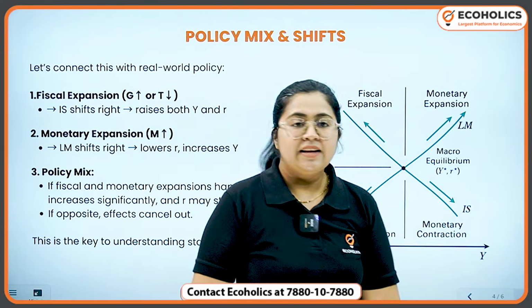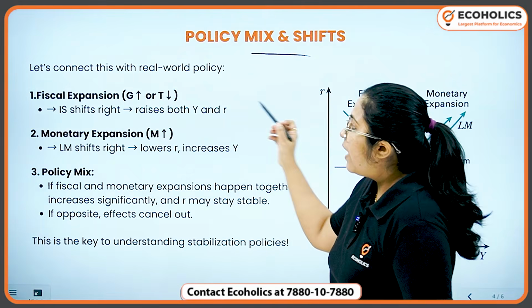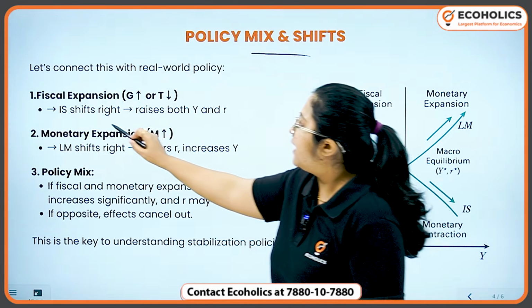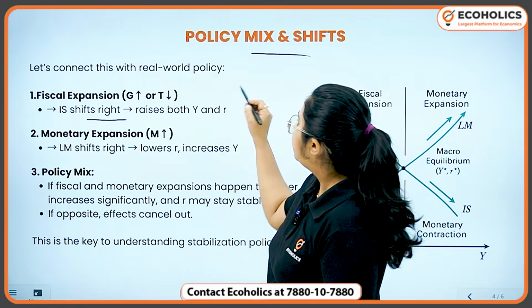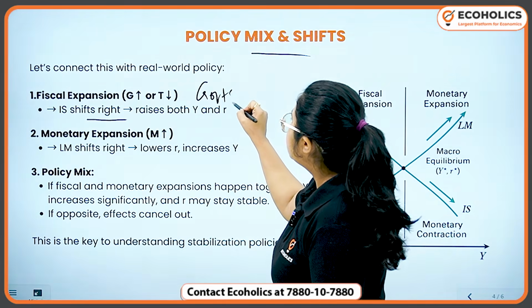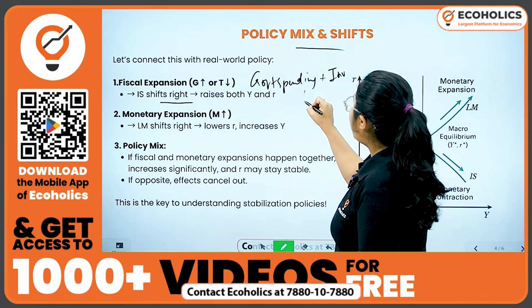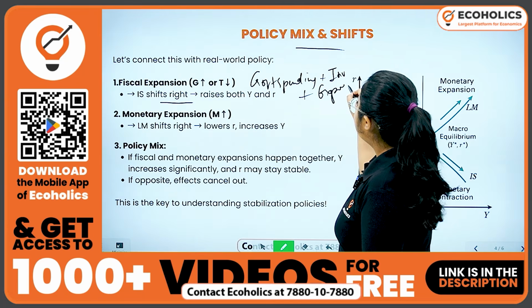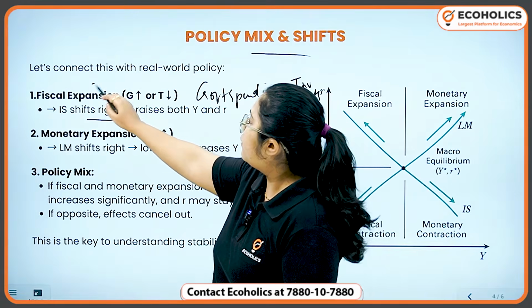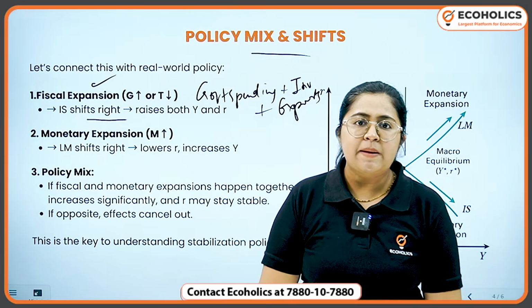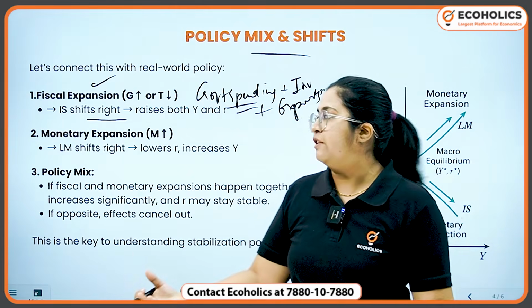Now, let's talk about the policy mix and the shifts that happen, okay. Now, I have already mentioned to you what happens when the IS curve shifts right. When does the IS curve shift right? When we have government spending, when we have investments, and when we have exports. That is the time when the IS curve is going to shift to the right, okay. It is also called fiscal expansion. Now you understand why it's called fiscal expansion. From this concept itself, you can understand why it's called fiscal expansion, okay.